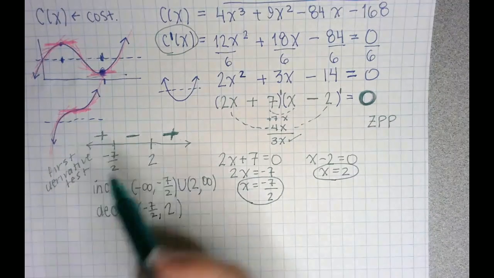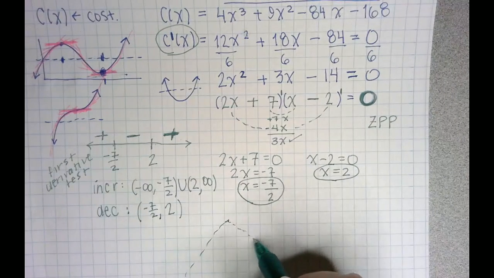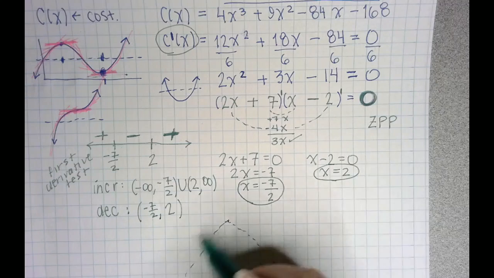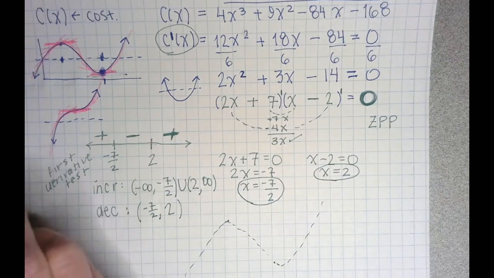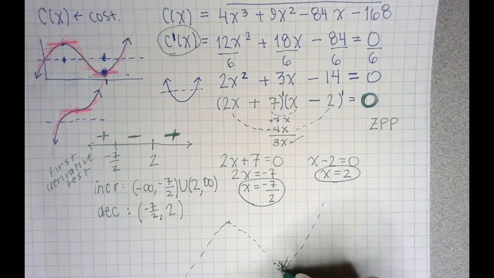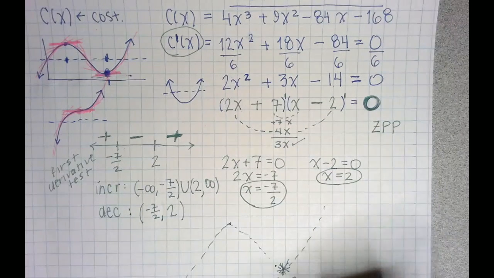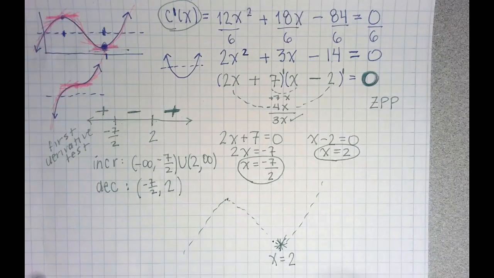What else can we tell? That means your graph is going up until -7/2, then your graph is going down. What graph are we talking about? Your cost graph. And then your graph is going up. We want to know when we have a minimum. When are we going to minimize the cost? Well, the cost minimizes when x is 2. Okay, that's how you proved that x equals 2 causes a minimum.